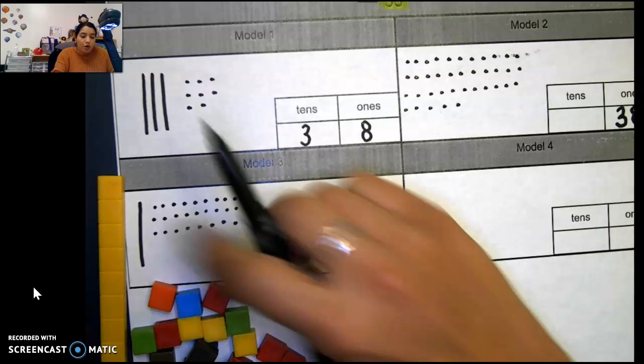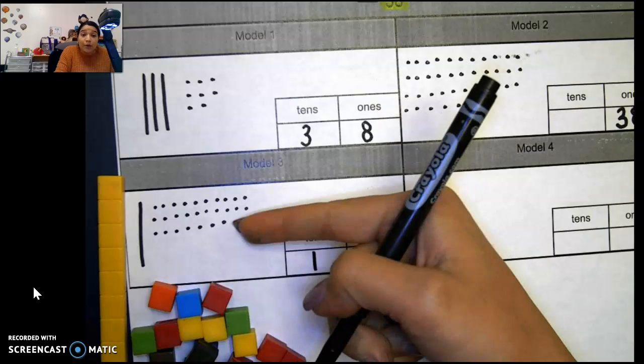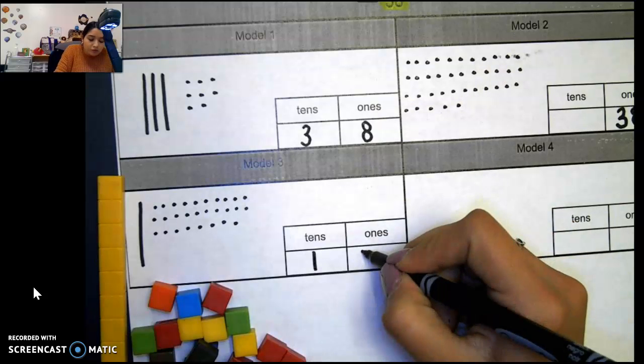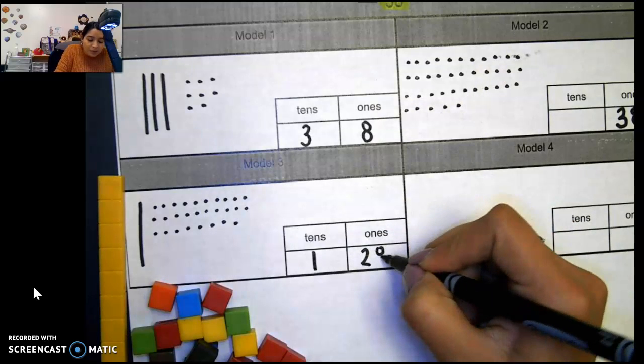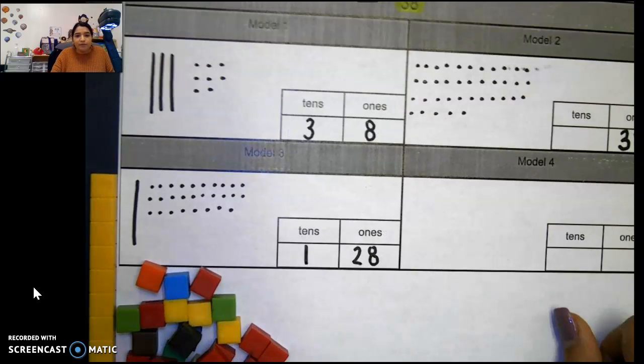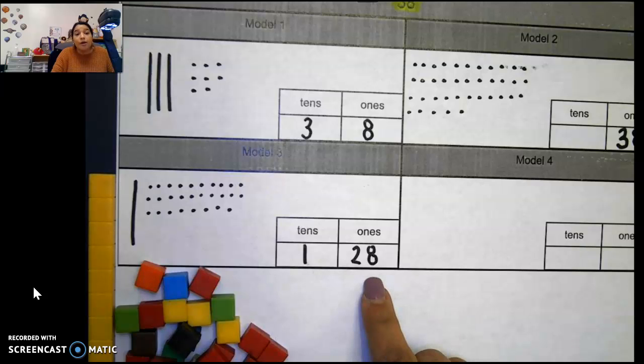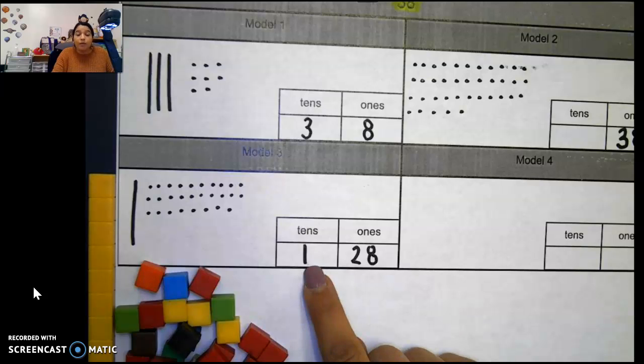So I do 1 ten, and how many ones? I drew 28 ones. So this looks a little bit different. We have 1 ten and 28 ones. But if we think about it, 1 ten is the number 10.